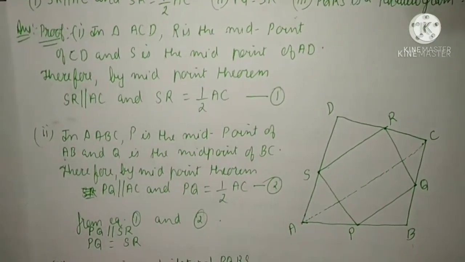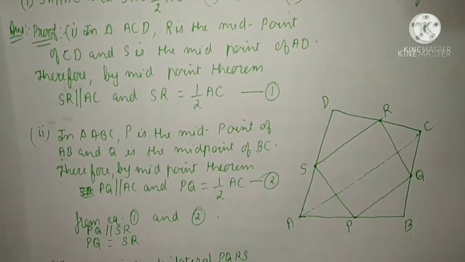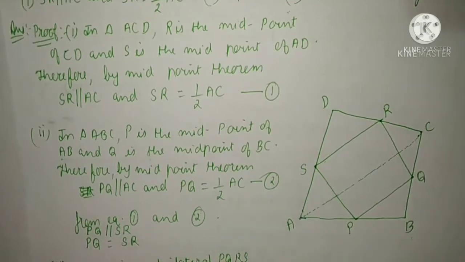Now in this question also, first you will write what is given to us, then you will write to prove, then you will start the proof. So given and to prove you have to write yourself. Now see the proof.